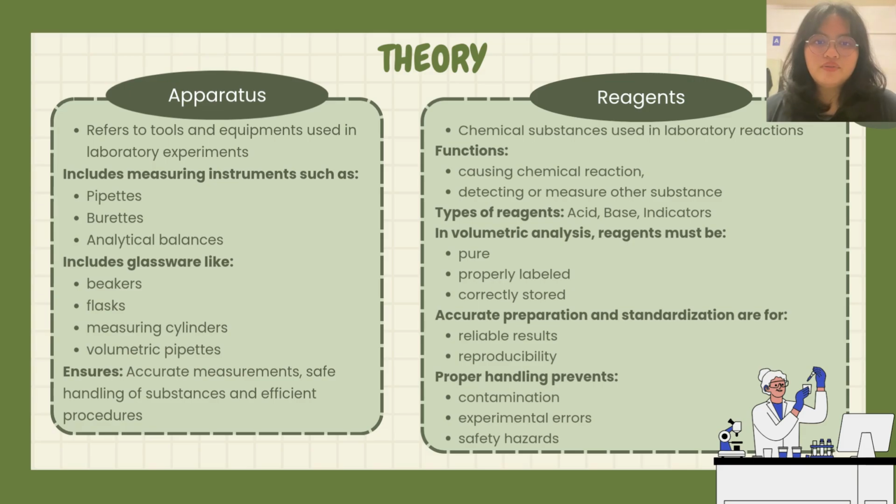Next is the theory for reagents, where reagents are chemical substances used to cause reactions or detect, measure, or produce other substances during experiments. They can be acids, bases, and indicators depending on the purpose of the test. In volumetric analysis, reagents must be pure, correctly labeled, and stored properly to maintain their effectiveness. Accurate preparation and standardization of reagents are crucial for reliable and repeatable results. Handling reagents carefully also ensures safety and prevents contamination or errors in the experiment.